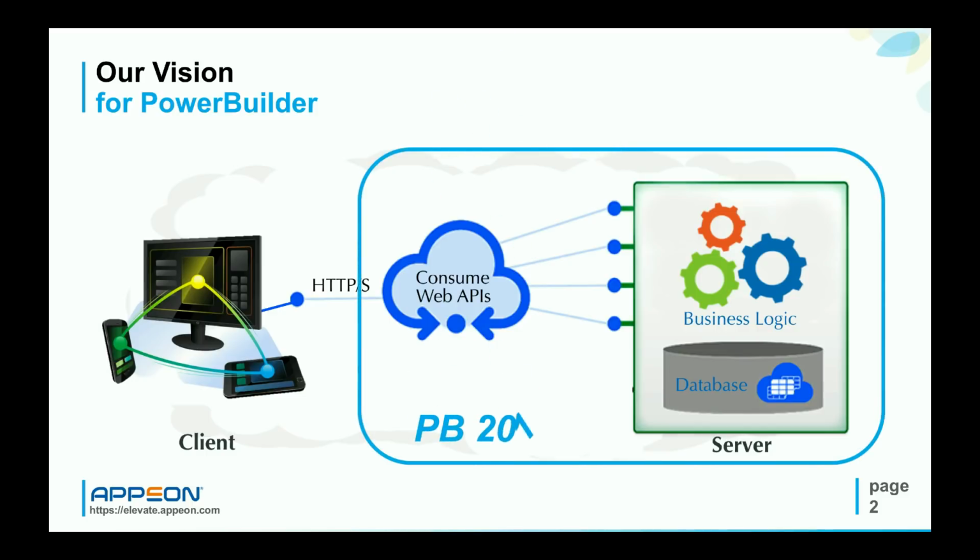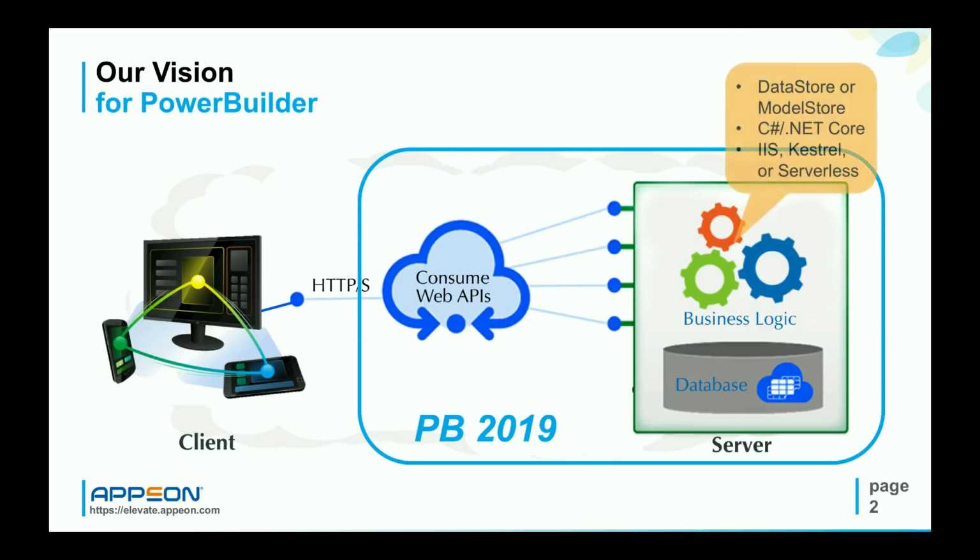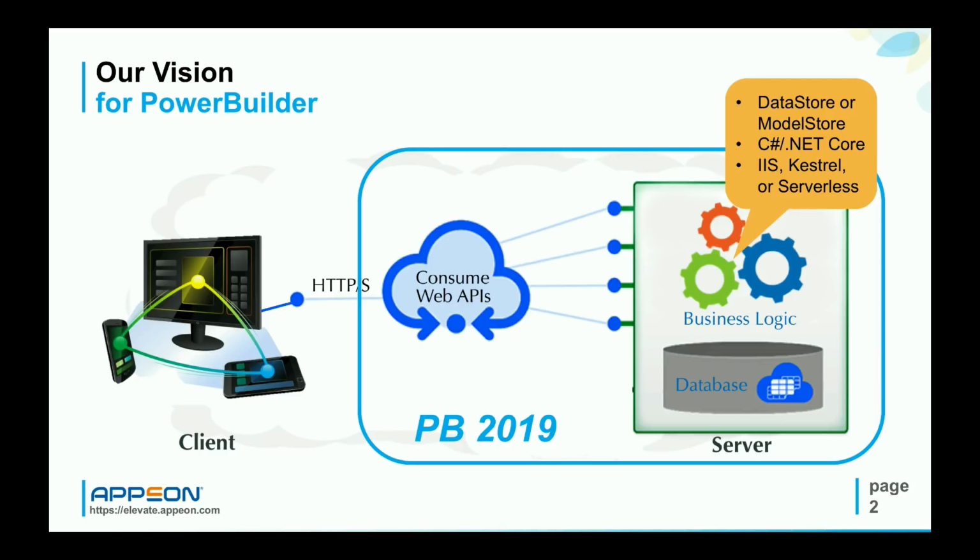Now, today's a very monumental day because PowerBuilder 2019 implements the majority of our vision, especially an area that has been really lacking for quite some time, the ability to create REST web APIs with PowerBuilder and the productivity of PowerBuilder. So starting in PowerBuilder 2019, you'll be able to develop in C# using the productivity of data window technology. We provide you a .NET data store to serve as your data access object or a model store. And these all deploy on the .NET Core.